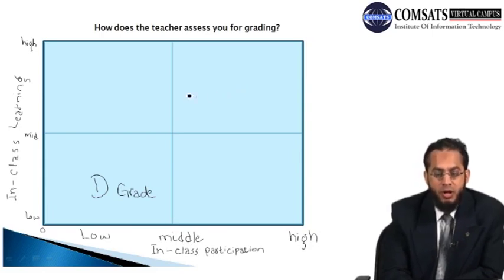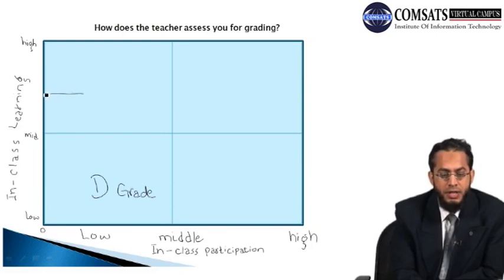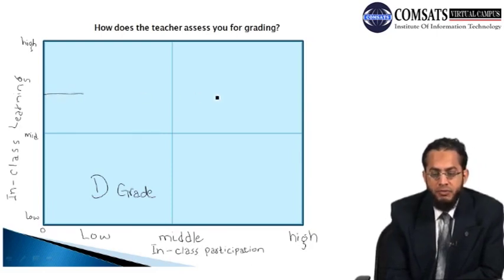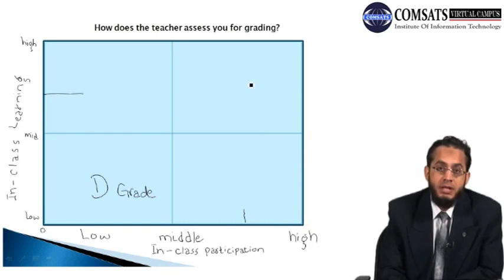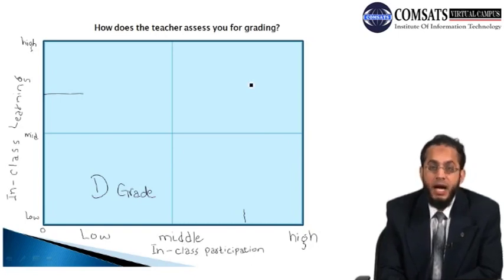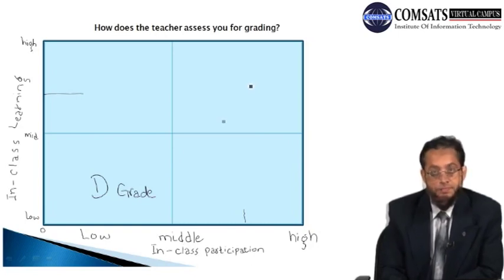If you look across here, follow the dot, it's here, right? And if you follow the dot here going down, it's here. So anyone falling in this quadrant is showing high learning and high class participation.